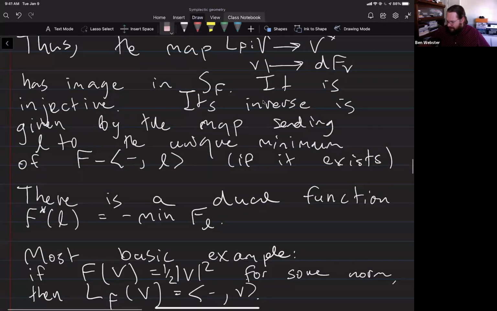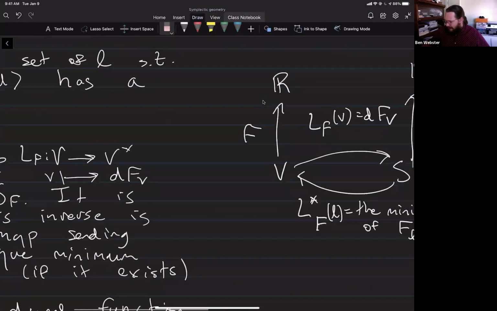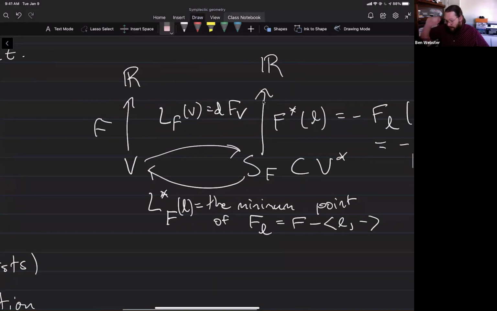So let me just summarize again. When we have a vector space and a strictly convex function to R, that gives me a natural map to the dual space, which, well, it might not be an isomorphism, but it'll be a bijection with a subset called the stable subset. And that map is just taking the derivative of this function f.